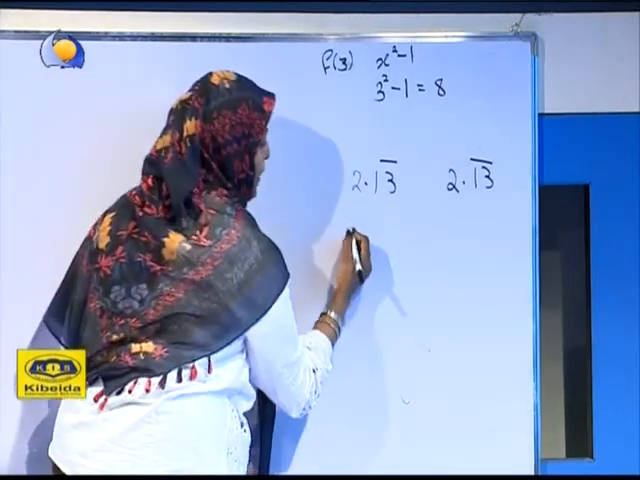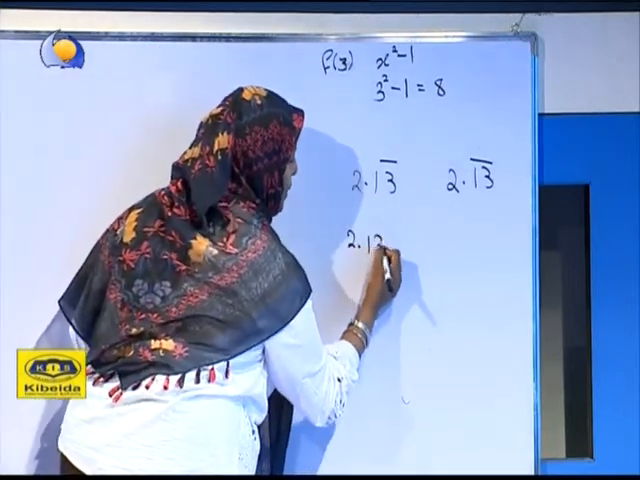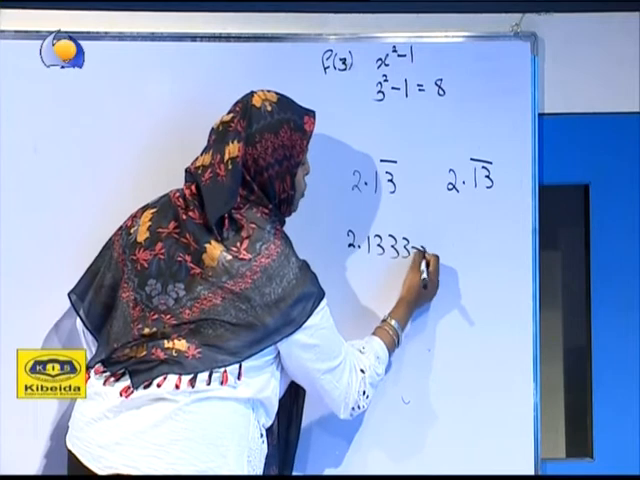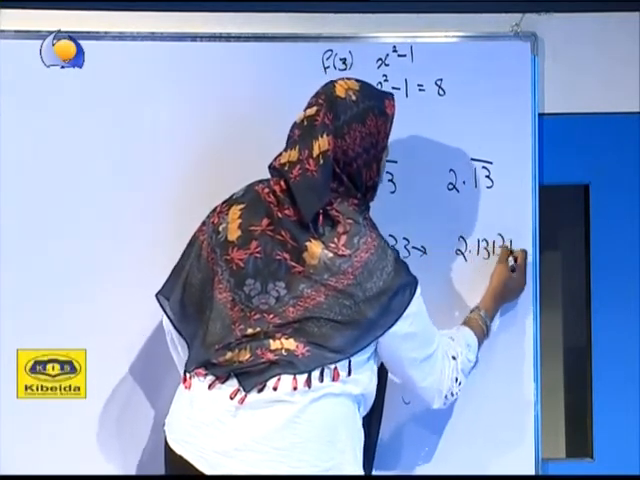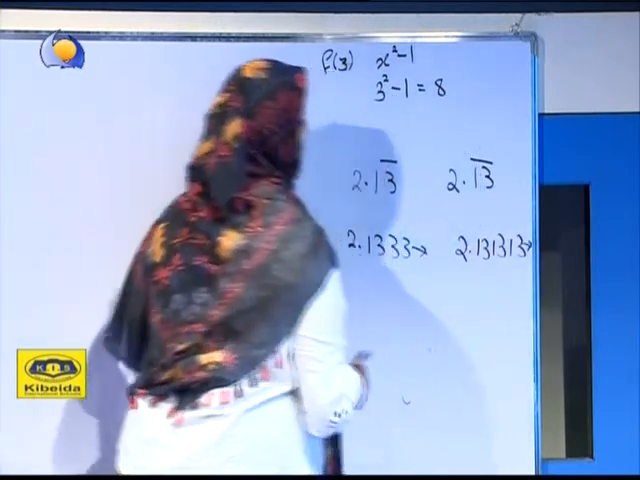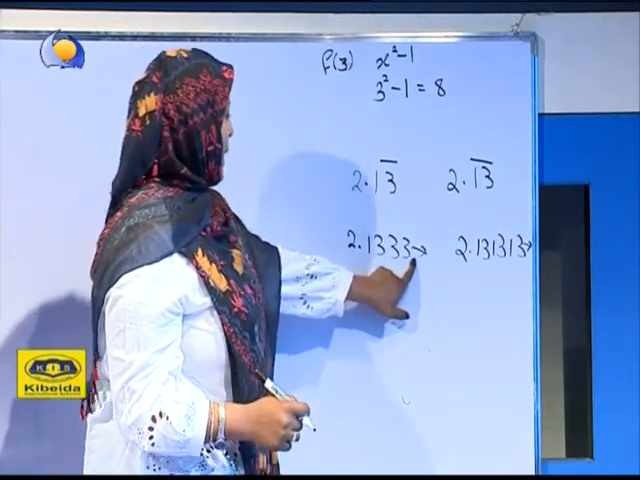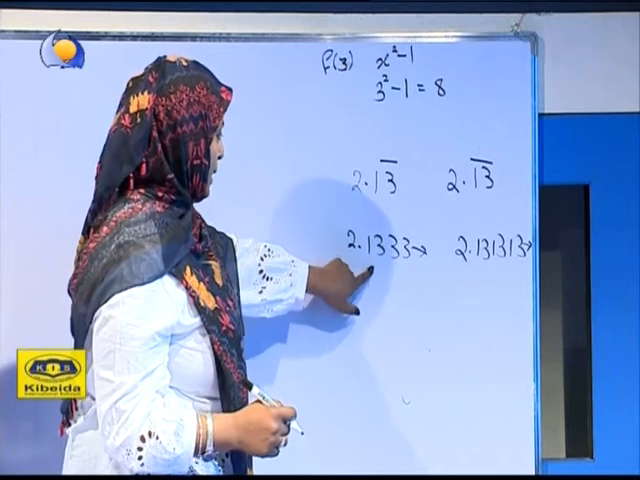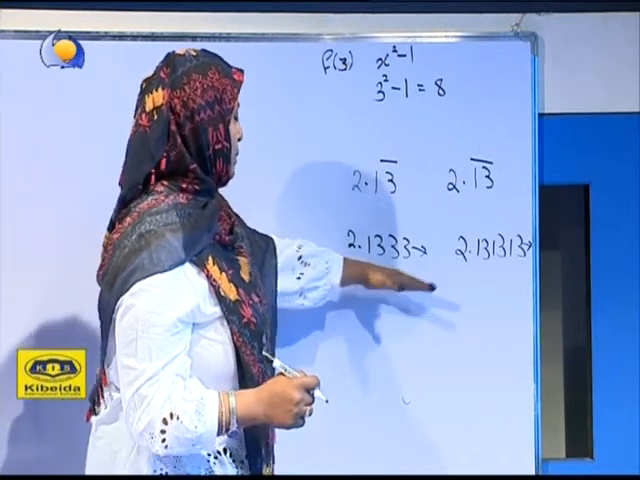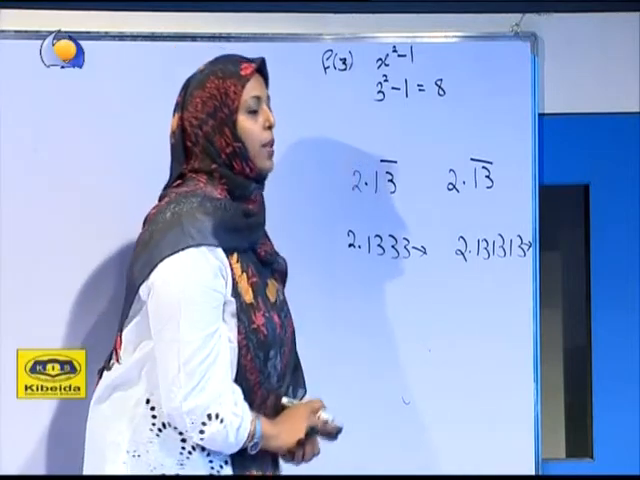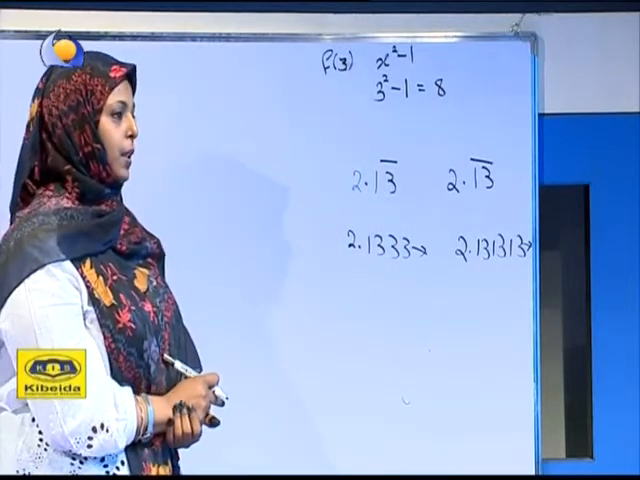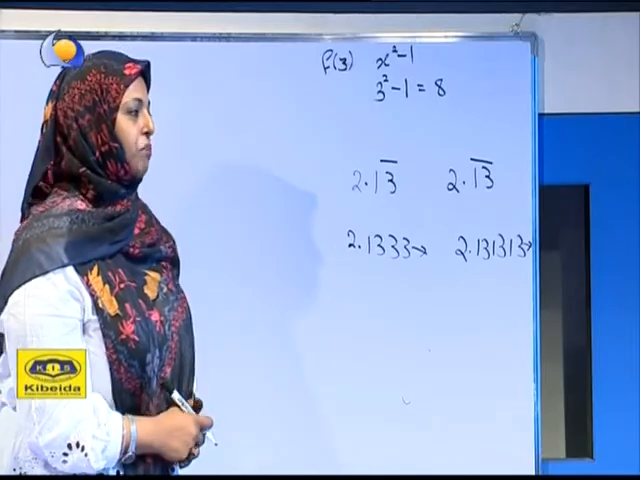We mean by this that 2.1333 goes to infinity, and this one is 2.131313 which also goes to infinity. It's clear that this number is greater, hence I will compare between them one by one. So answer B is the correct answer, greater than.